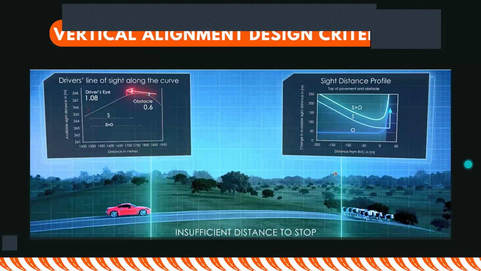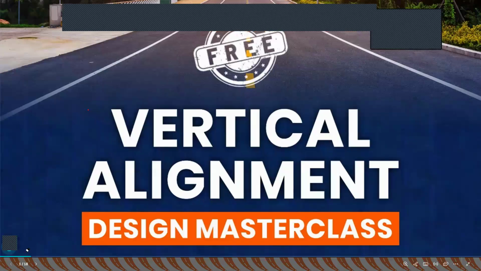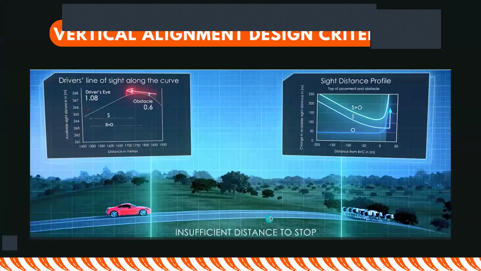That takes us to this very picture that we are having here. The designer has provided insufficient distance to stop. It means the stopping sight distance extends beyond the length of the curve. The result, you will be able to kill these cows.